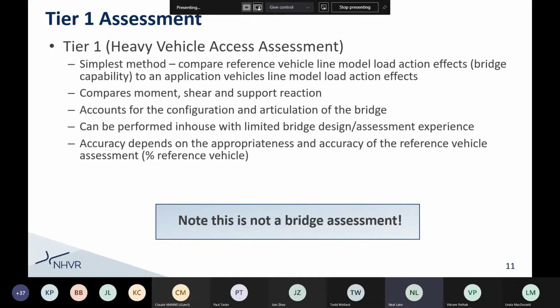Now, it accounts for the configuration and articulation of the bridge, which we covered last week. So we talked about in the last webinar, simple support, and continuous structures where the superstructure is joined together, allowing us to get moments over the top of piers. One of the key advantages of Tier 1 assessment is that it's fairly simple and it can be performed in-house with limited bridge design and assessment experience.